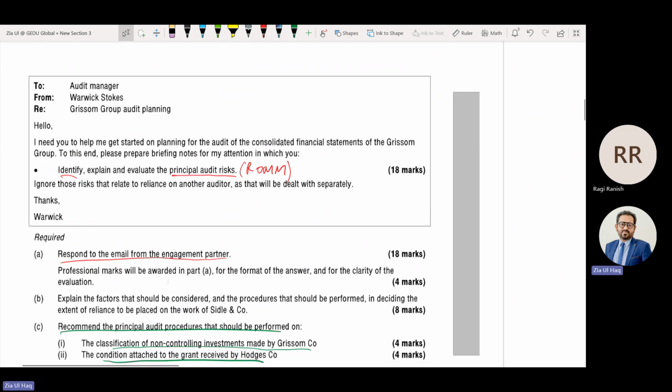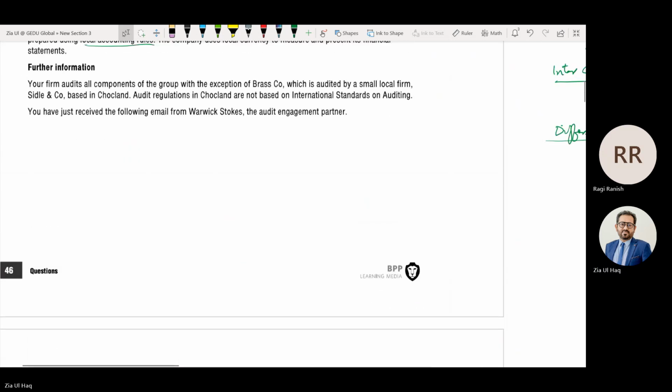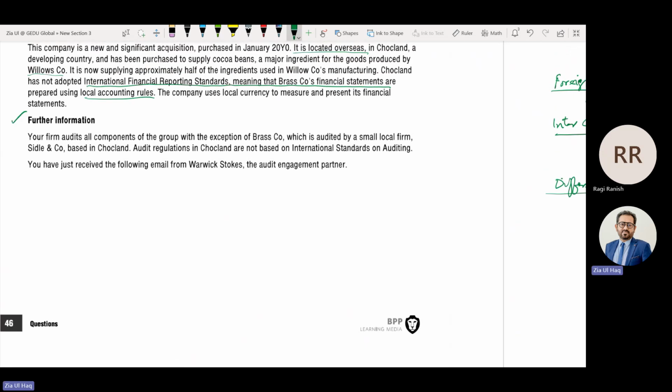And we were aware from this further information, your firm audits all components of the group with the exception of Brass Company, which is audited by a small local firm, Siddle and Company, based in Chocolate, in another country. Audit regulations in Chocolate are not based on ISAs. And you have just received the following email from Warwick Stoke.